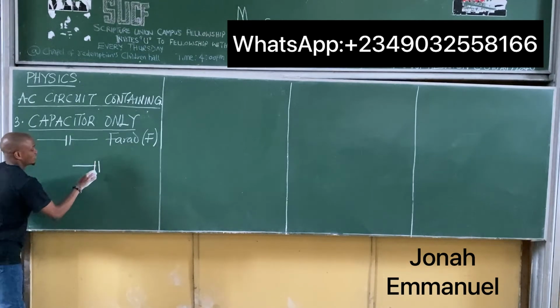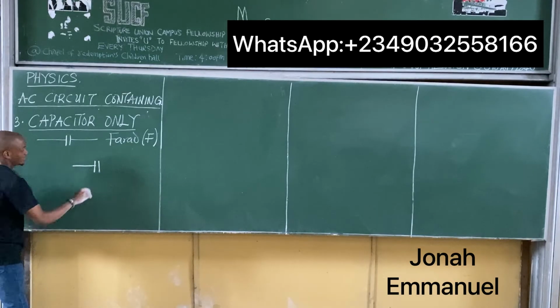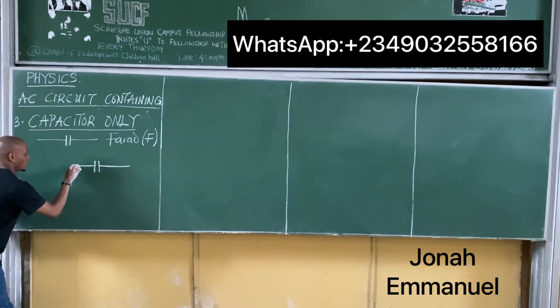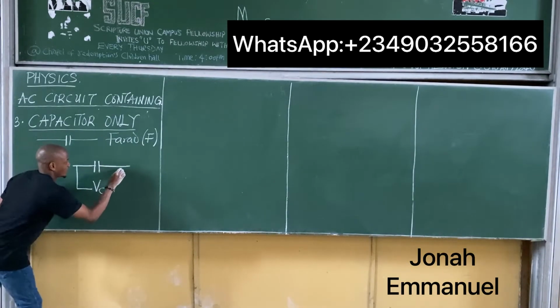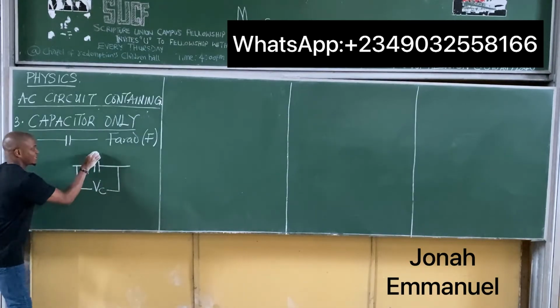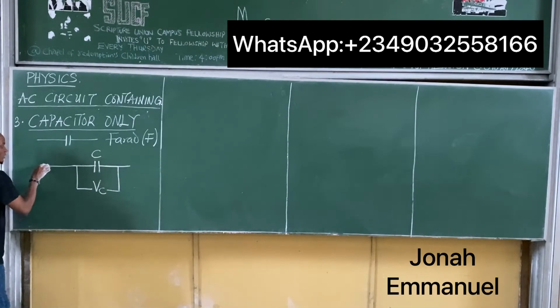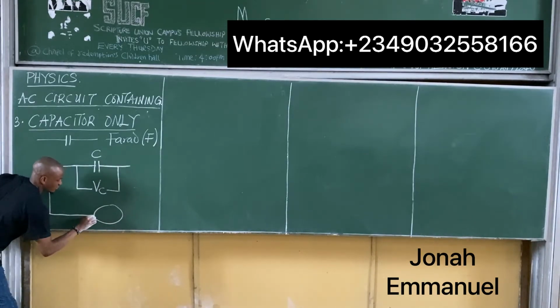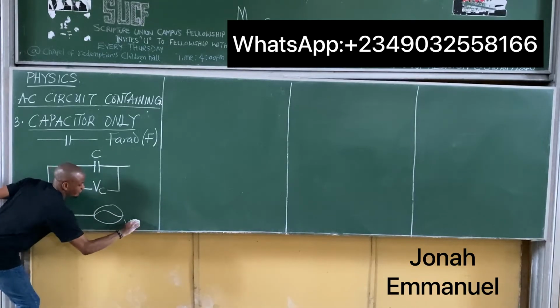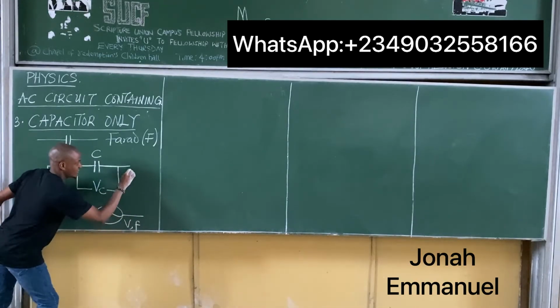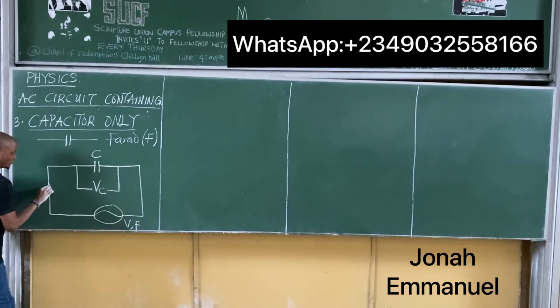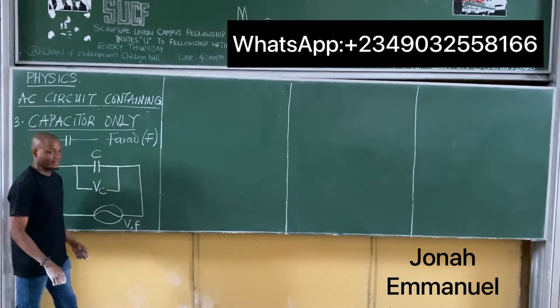While drawing this, please make sure that these two plates have equal lengths. Here is VC, this is C. You have this point here, and here becomes your voltage frequency supply. This one here is the current.